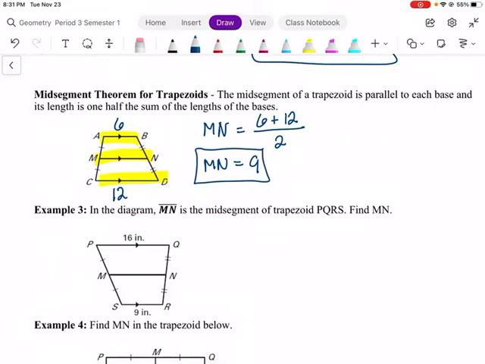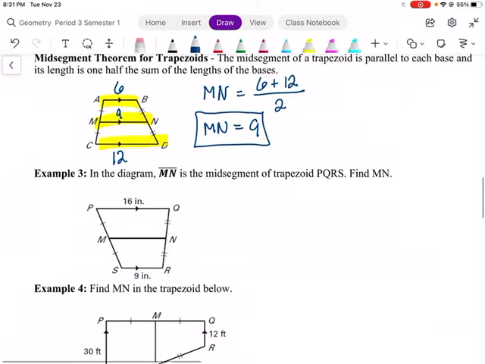So that's just a brief example of how we can use that to find the length of the mid-segment of the trapezoid. So use that example and go ahead, pause the video to complete number 3. Once you have your answer, you can hit play and see if you got it right.